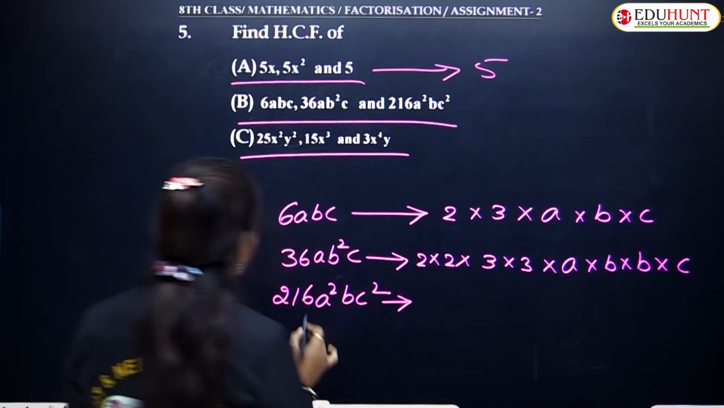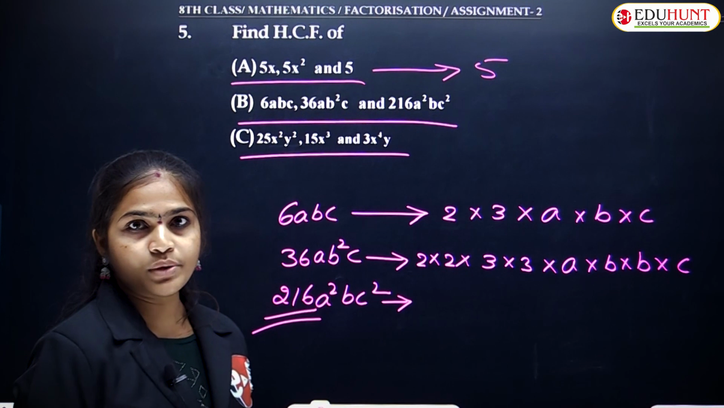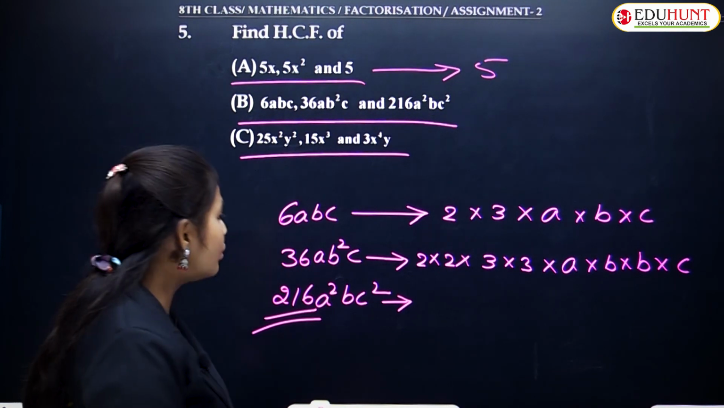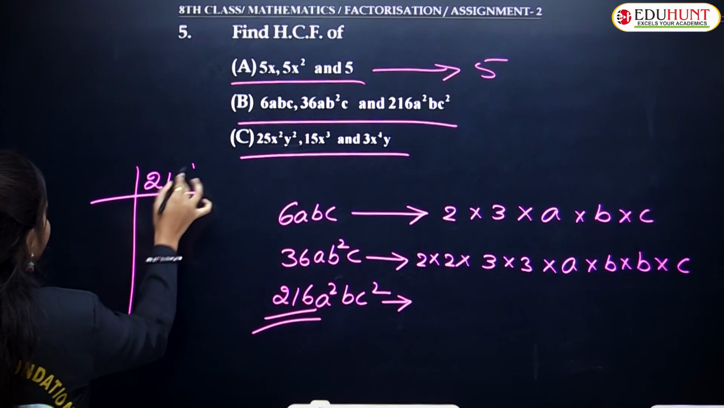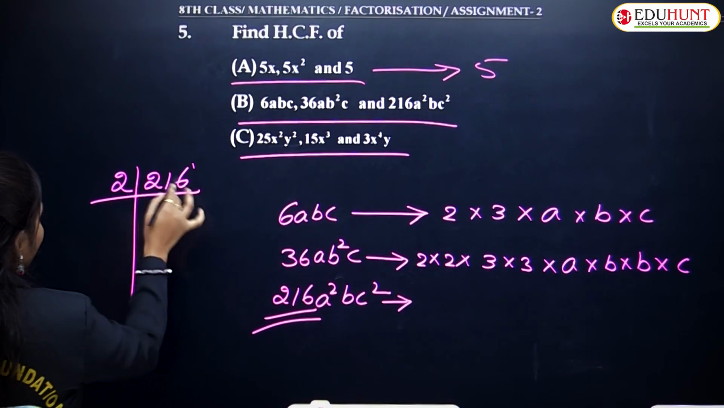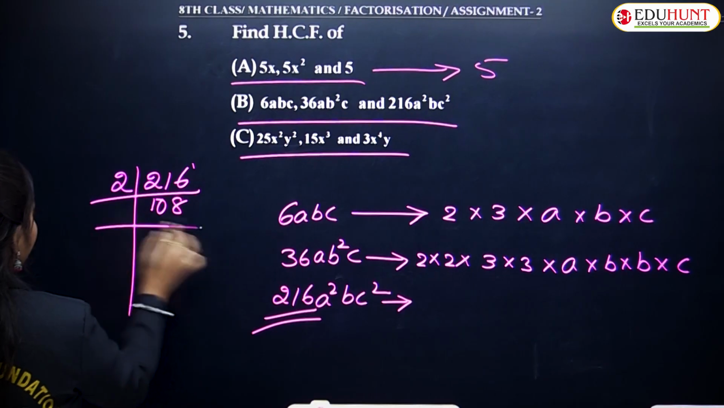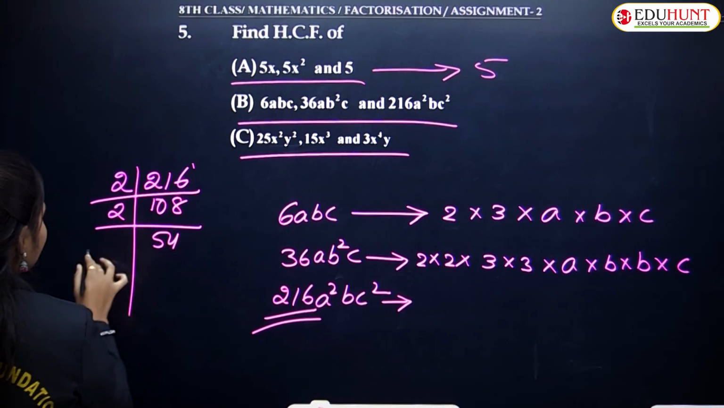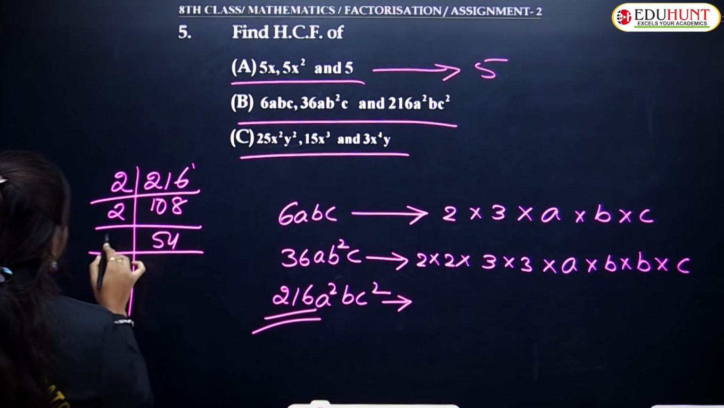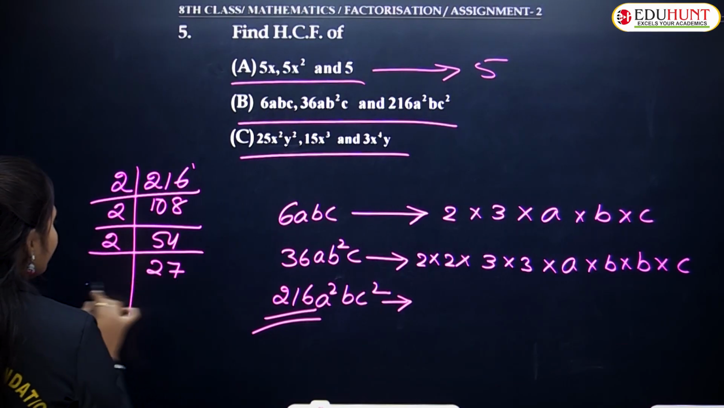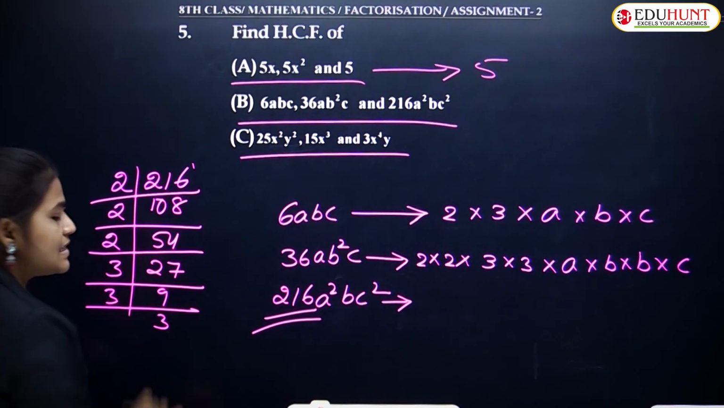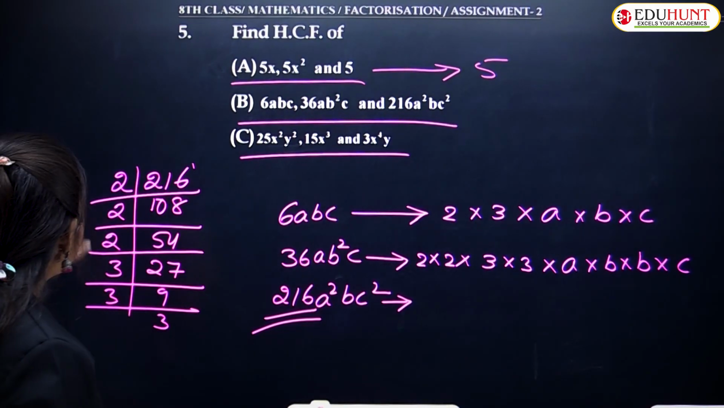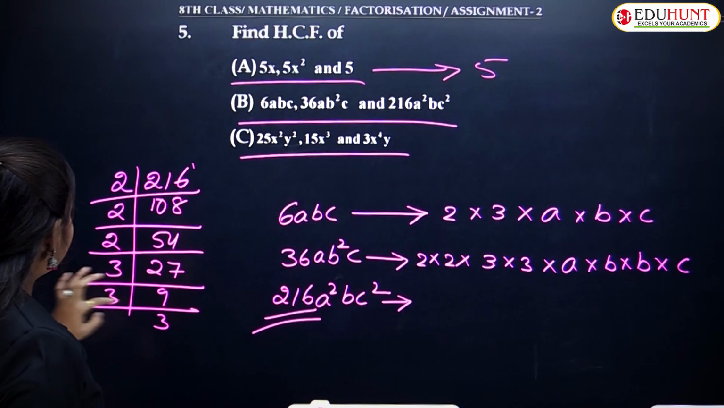Sorry. Here 216, not 21. So that is not 21, it is 216. So 216 we can write the prime factorization as: 2 ones 2, 2 tens 20, 2 8s 16. 2 54s 108. Again 2 27s 54. 3 9s 27. 3 3s are 9. Clear? And see here 2 2 2 3 3 3.